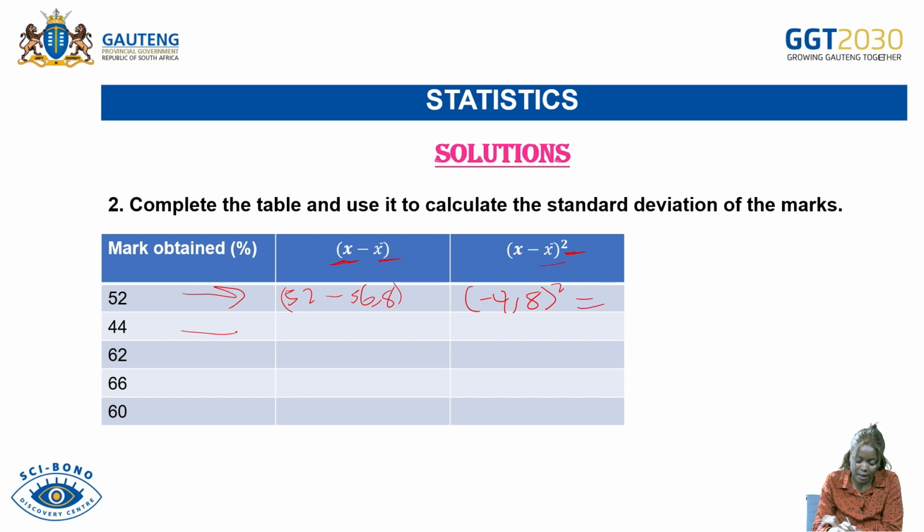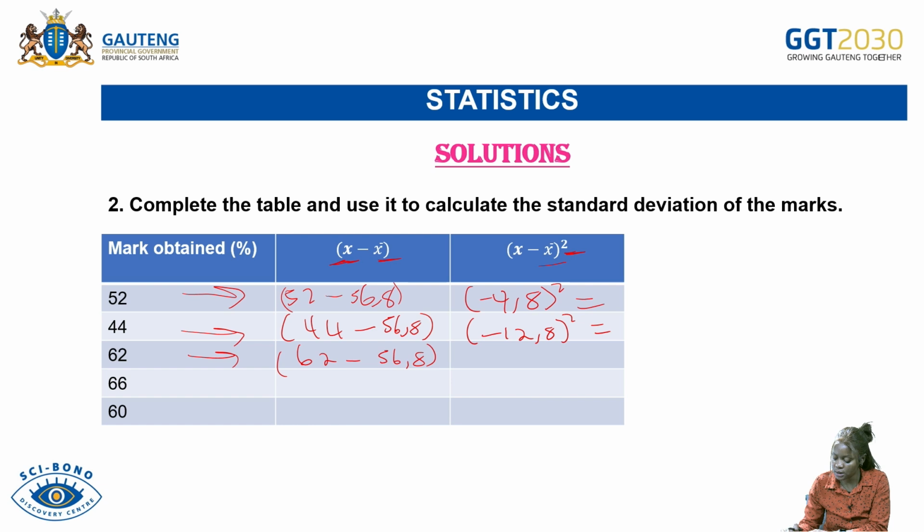Okay, and then the next data value, which is 44, you are going to say it's 44 minus the 56,8. Punch that in your calculator. You'll get negative 12,8, and then you square. The next one, 62 minus the mean, which is 56,8 again. It is going to be 62 minus 56,8, and we're getting 5,2. You square so that you can get your answer.